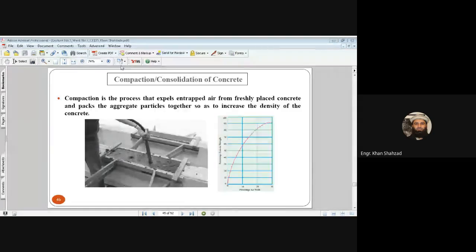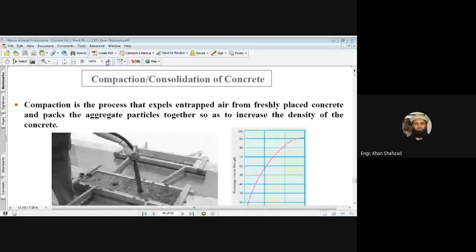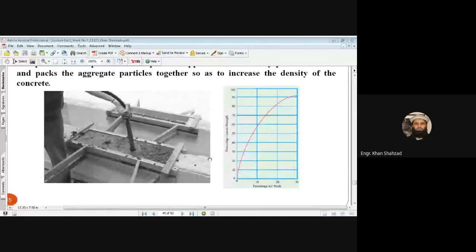Can you see this graph beta? ये graph नजर आ रहा है आपको? On the y-axis we have the percentage loss in strength. Here you can see this percentage loss increases from 0 to 100%. And on the x-axis we have percentage air voids. नजर आ रहा है बेटा?